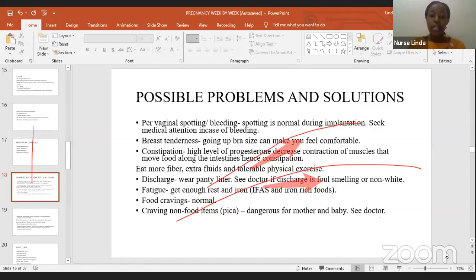The other problem they might experience is breast tenderness, and we have said that it's due to the hormones of pregnancy. They can solve this by getting a larger bra so that they feel comfortable. We also have constipation. I have mentioned the hormone progesterone. It decreases the ability of the muscles of the stomach to propel food out of the stomach, and so this will, in the long run, cause constipation. And this can be managed by eating more fiber.